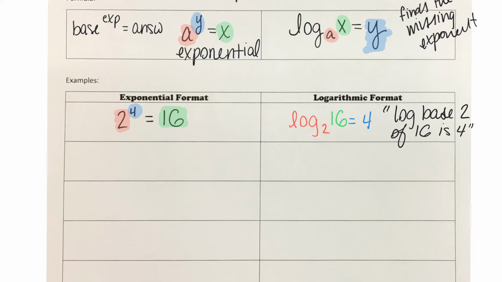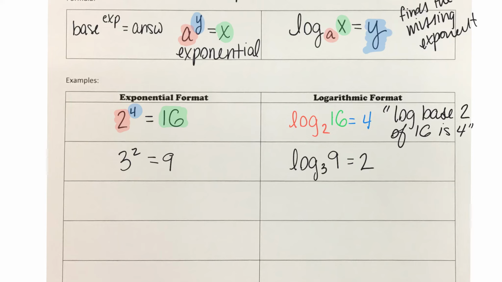Okay, let's look at another one. Let's just talk about an exponential we know. How about 3 squared? 3 squared equals 9. So if I want to put that in log format, I'm going to say log, and my base is 3, of 9 equals what? Remember, we're looking for the exponent. What's the exponent that gives us 9? It's 2. So log base 3 of 9 equals 2.